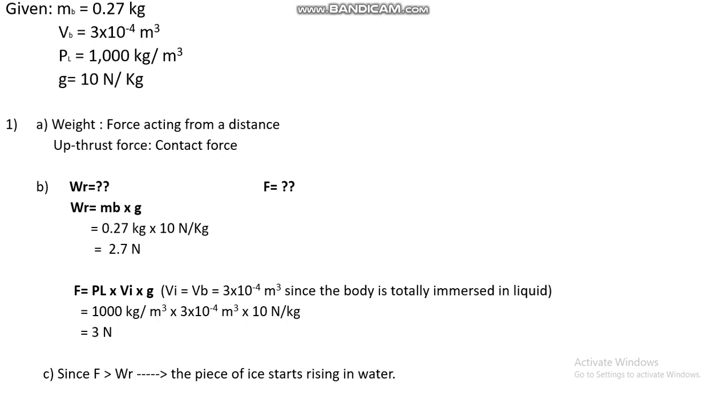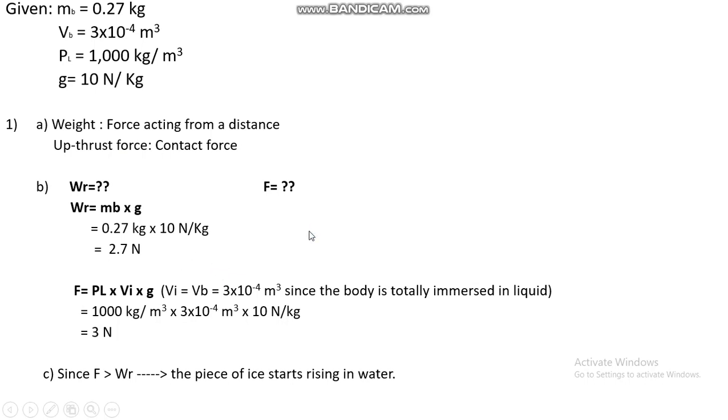B. Determine the value of each force. In this part, I have to calculate the value of the weight real and the value of the upthrust force. How do we calculate the value of the weight real? By applying this formula: mass of the body times gravity. The mass is given, gravity is given. We multiply them by each other to get the answer. So it's equal to 2.7 Newton.